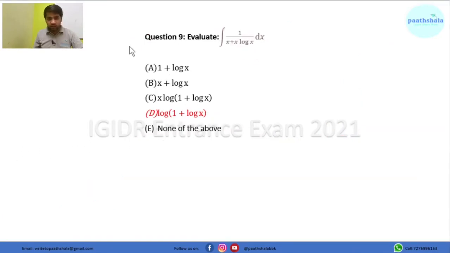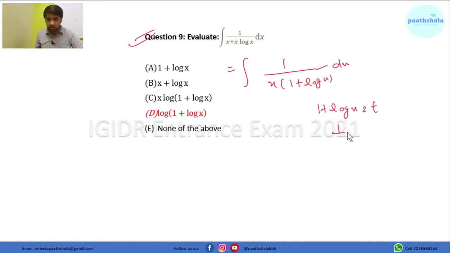Let's move to the next question. This is a very easy one. In this integral, if I take x as common, it will come out to be x into (1 plus log x) dx. Now let's take 1 plus log x as t. So 1 upon x dx equals dt, when we differentiate this function with respect to x. So finally the above integral is transformed like that: 1 upon t dt.